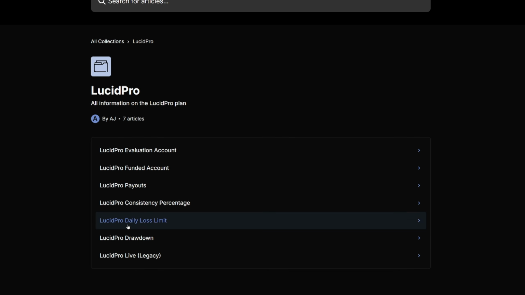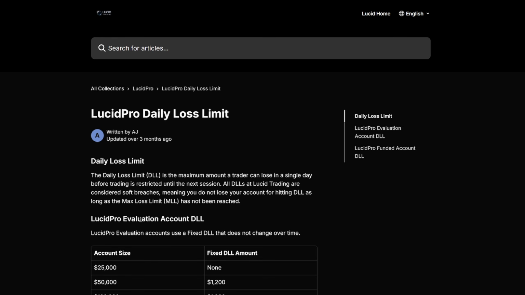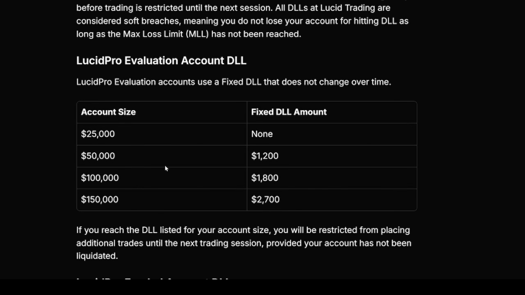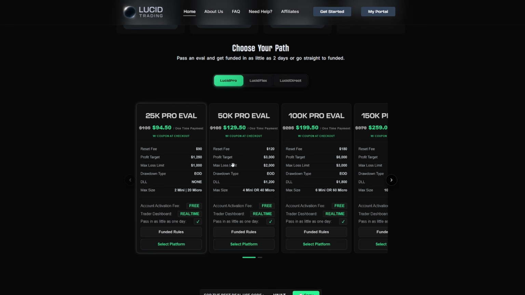I want to go ahead and look at the Lucid Pro daily loss limit. And unlike what we saw with the direct accounts, the loss limit is going to stay fixed. So in a 50K account, the most that we can lose in any one day is going to be $1,200. And this might be confusing at first because you say, Mike, I thought I have $2,000 of drawdown. You do, but Lucid Trading, if you're down $1,200, is going to flatten your position and you're not going to be able to trade until 6 p.m.